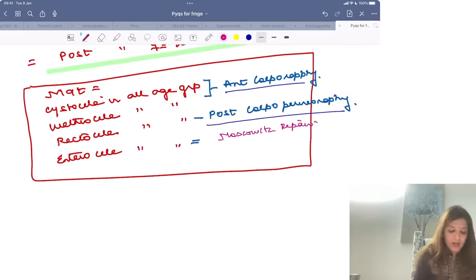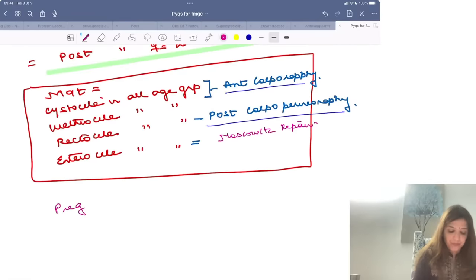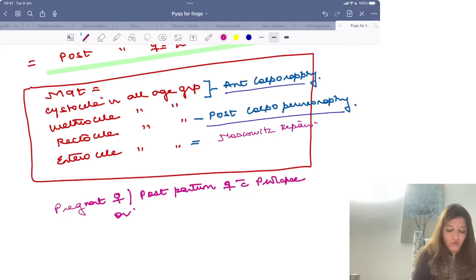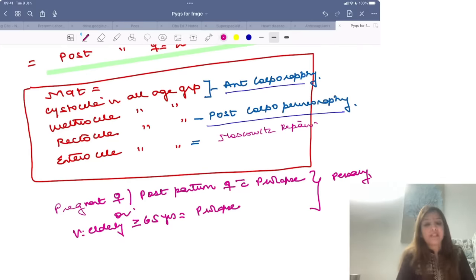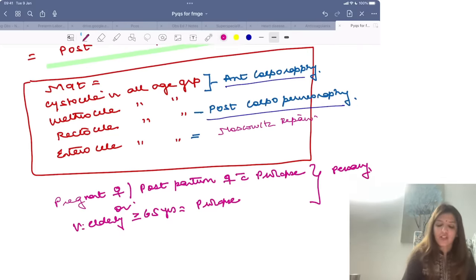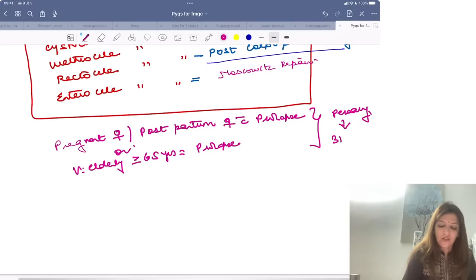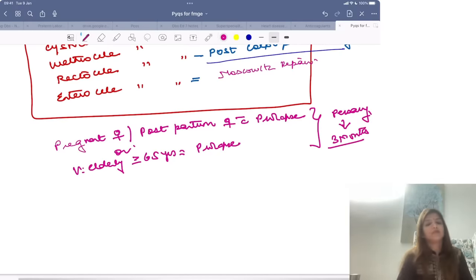Now, if there is a pregnant female or a postpartum female with prolapse, or if there is a female who's very elderly, who's more than 65 years of age and she has a prolapse, then the management is pessary. This pessary is only for temporary relief and it has to be changed after every 3 months. Clear?